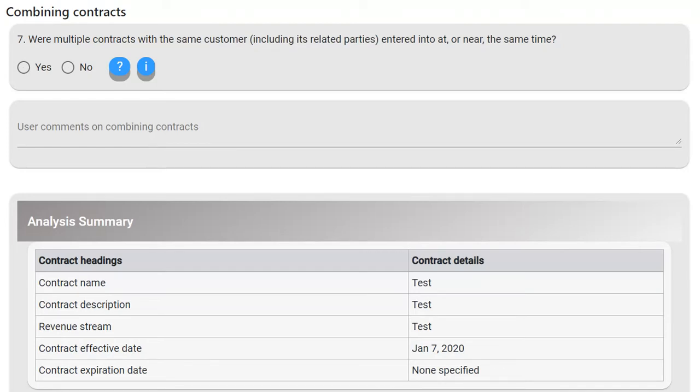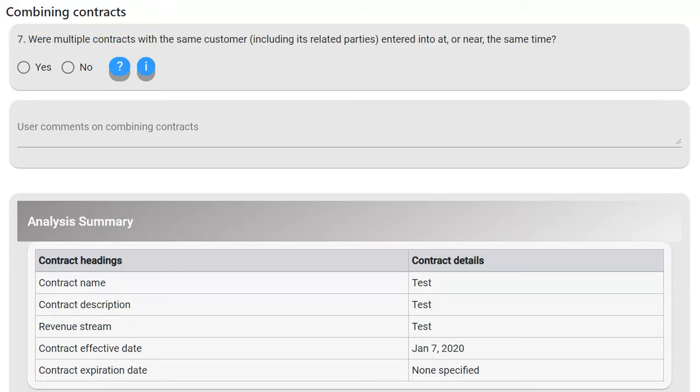The first question that you see says, were multiple contracts with the same customer, including its related parties, entered into at or near the same time? The idea here is that if you've entered into multiple agreements with the same customer or its related parties at or near the same time, in certain instances, then those contracts must be combined and treated as if it were a single contractual arrangement.